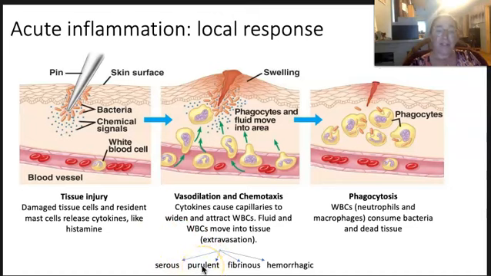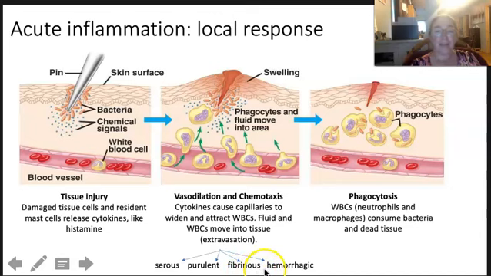Purulent is a medical term for pus. And pus is actually dead white blood cells, specifically neutrophils. And so all of these white blood cells, particularly neutrophils that are leaving and entering the tissue, will do phagocytosis. They will eat bacteria, they'll eat dead and damaged tissue, and then they die there. And so they can contribute to that pus.